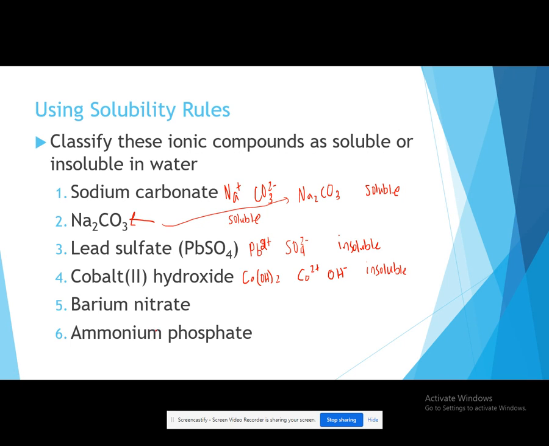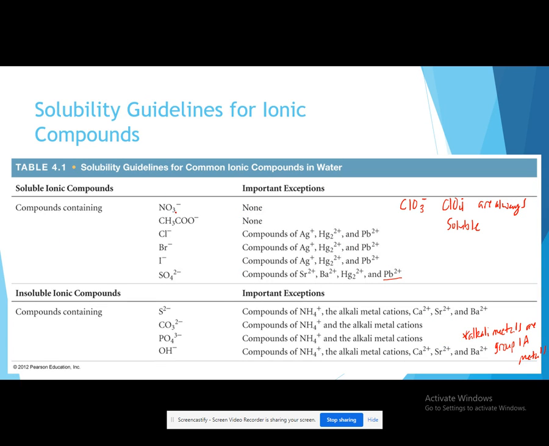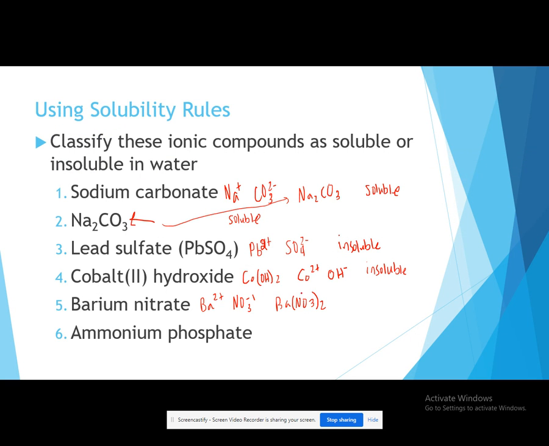Next, I have barium nitrate. So barium, so Ba, and Ba has a 2+ charge. Nitrate is NO3 1-. So Ba(NO3)2. Okay, so here are my 2 ions. I have to look if they're on the chart. Okay, so up here I look, I find NO3. It has no exceptions, which automatically makes it soluble. So this one you should have ranked as soluble.